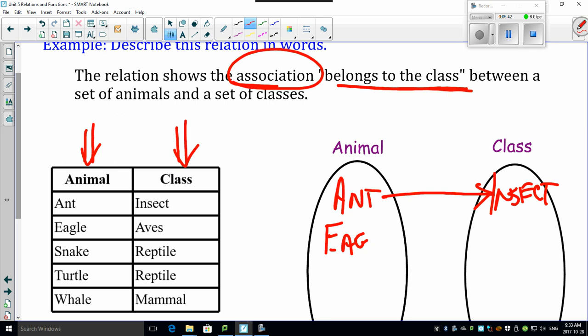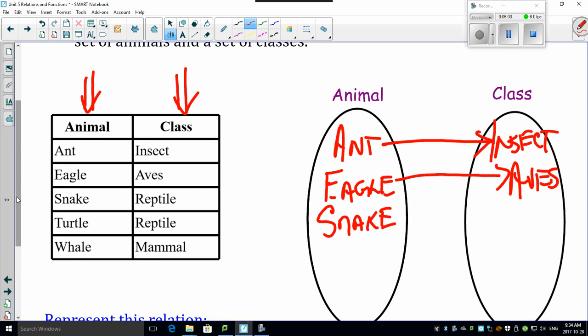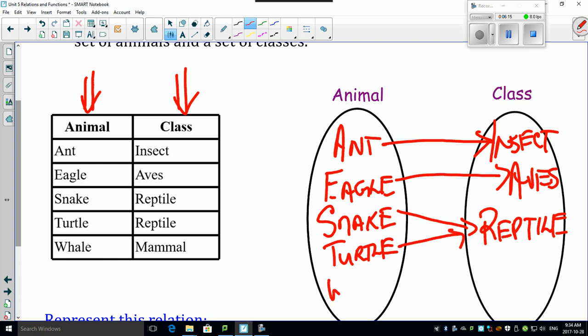An eagle belongs to the class of aves. Aves is birds, okay? Like aviator, those things that can fly. Snake. And you'll also notice that I've got down here turtle. Okay? Both of these guys are part of the reptile family. Reptile. There we go. And you would just go thunk, thunk. And last but not least is a whale. And a whale, actually, surprisingly enough, is a mammal. It's not a fish, which is kind of cool. That's how these things work.